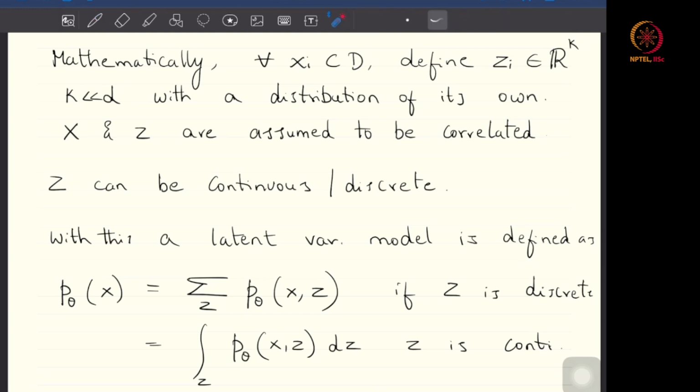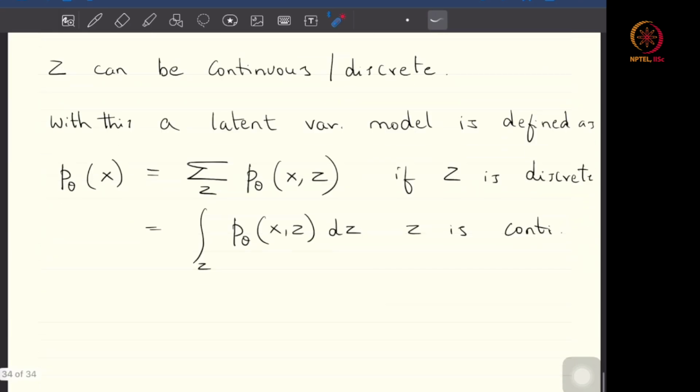Math is so easy, right? So p_theta of x, which is the density that we are trying to model, is simply the marginal over the joint densities between x and z, and z is unobserved, so you integrate the z out. That is the definition of the latent variable model.